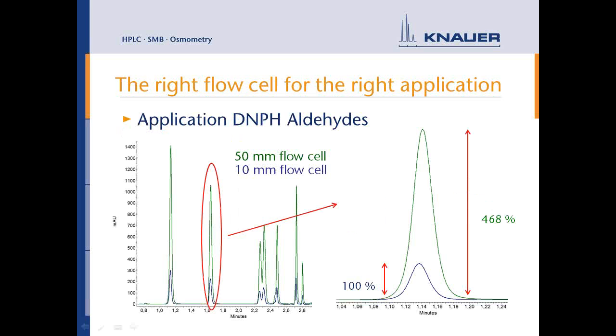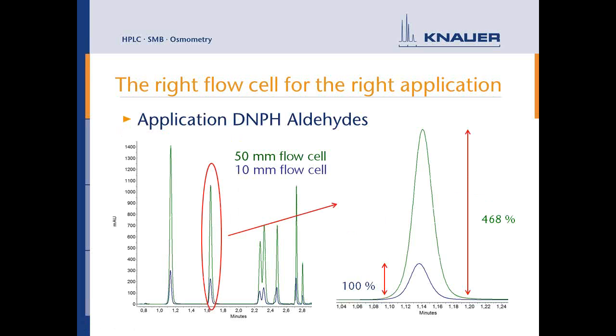So here you again see an application example that we did in our lab. And here we combined the flow cells. So we made one measurement. You can see it in the blue chromatogram with our 10 millimeter flow cell, so the standard one, and the 50 millimeter flow cell you see in the green chromatogram. So the green chromatogram is taken with a flow cell that we would recommend for trace analysis.